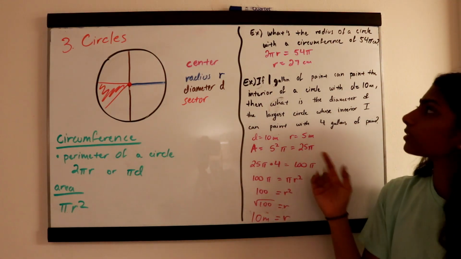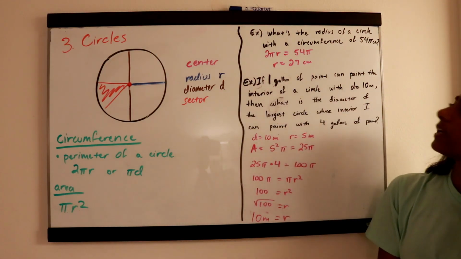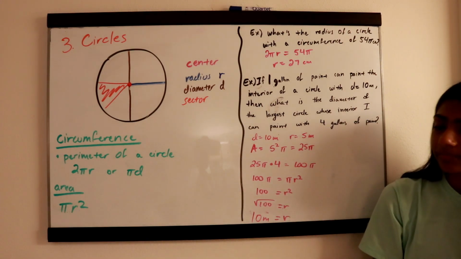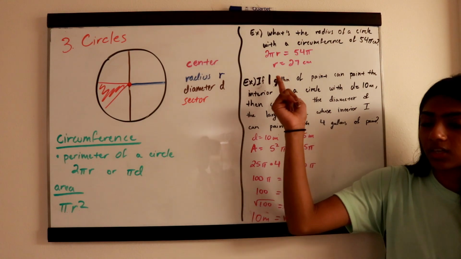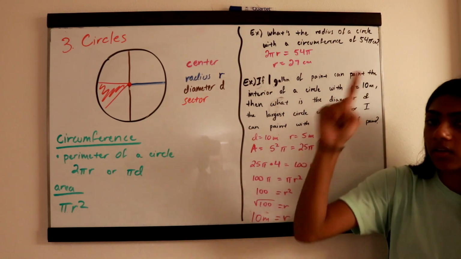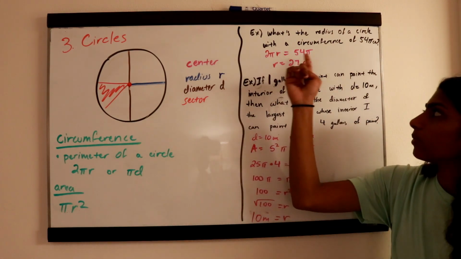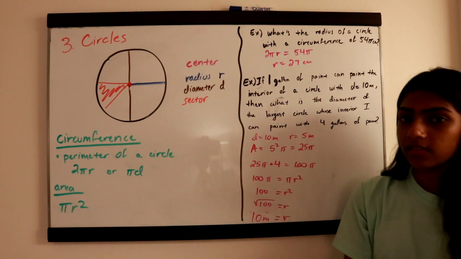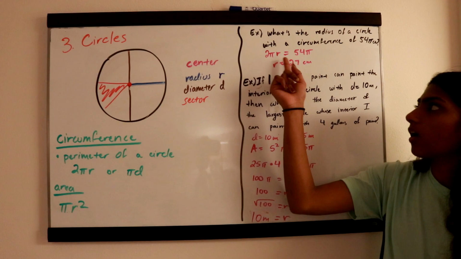Let's look at these examples. What's the radius of a circle with a circumference of 54 pi? So since we know the equation for the circumference of a circle is going to be 2 pi r, we can just say 2 pi r equals 54 pi, since that's the circumference. Next, we're going to isolate the variable, and the variable right here is r.